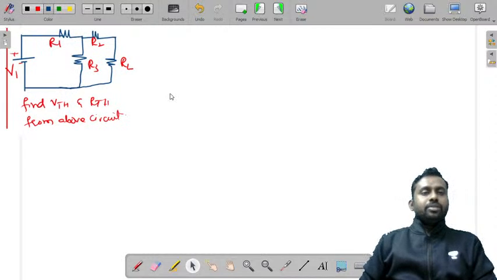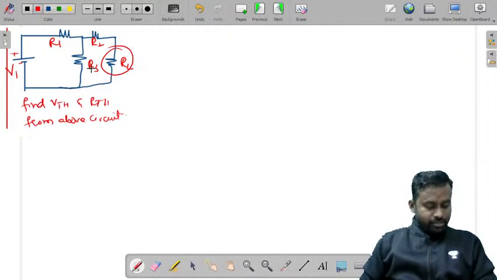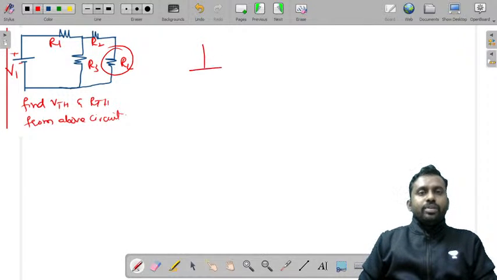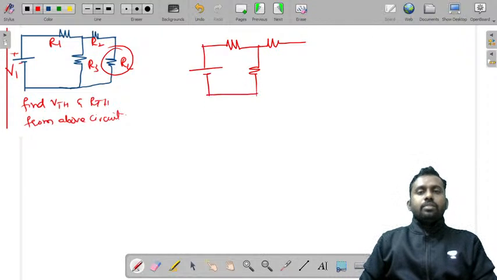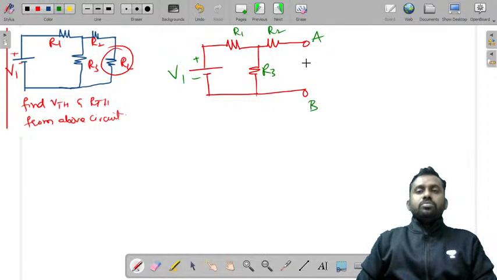Now this is the circuit. Now how do you find VTH? First, as I told you, remove this load resistance. So you will draw a circuit like this. Remove this load resistance, and you can mark these load terminals as AB. There is a load resistance here. This is R1, R2 and R3. This is voltage V1. Now this voltage, if you find, is called the open circuit voltage.